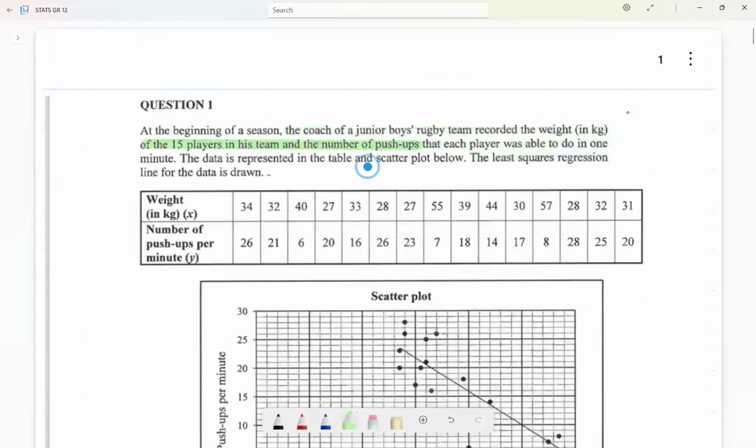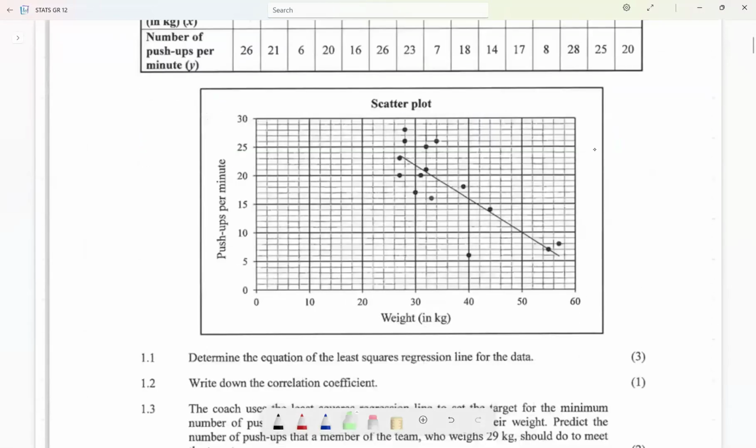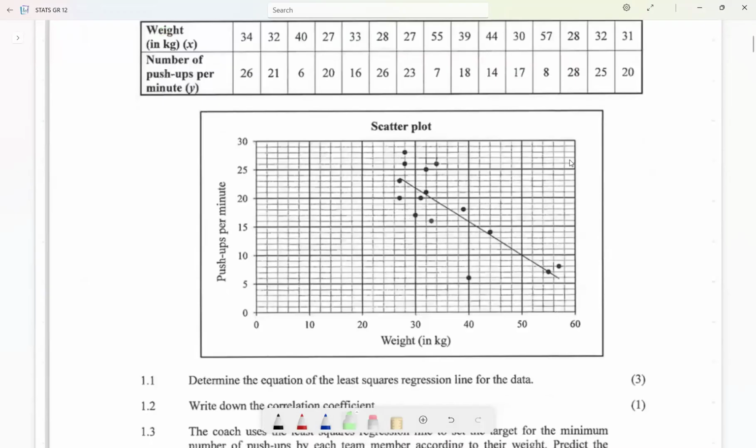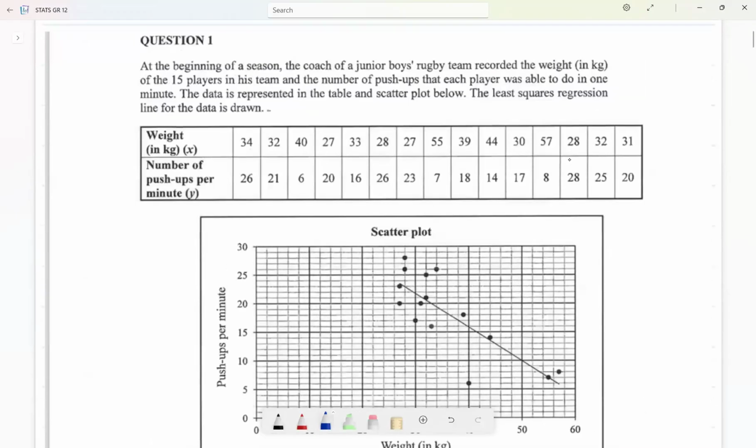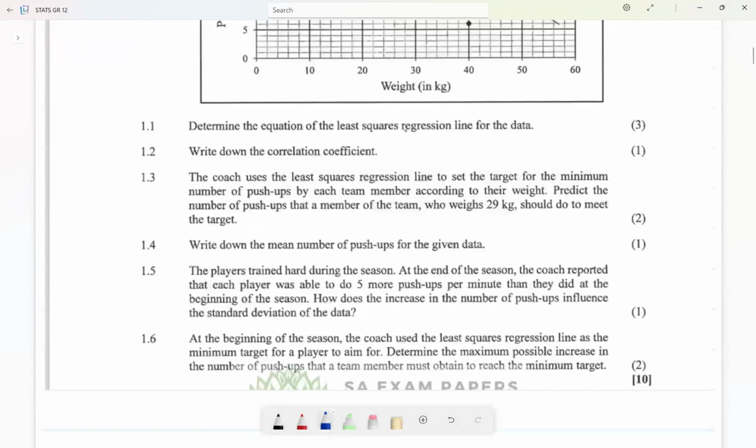I'd be happy if an examiner gives me a task to draw this thing because it's just easy marks, but it's fine. Let's just do interpretation. Basically it says if you weigh this much, you have to do this number of push-ups. If you weigh this much, this number of push-ups, whatever. Now let's answer the question.